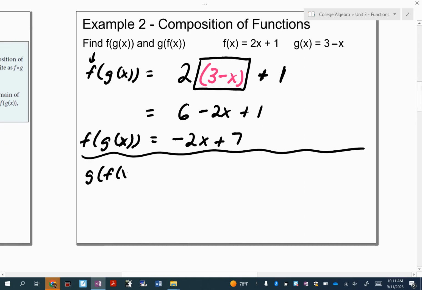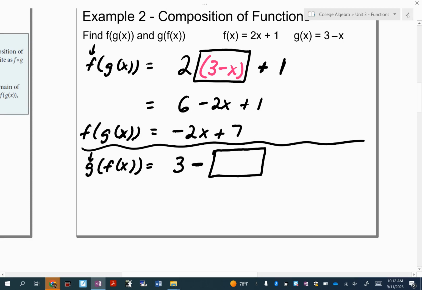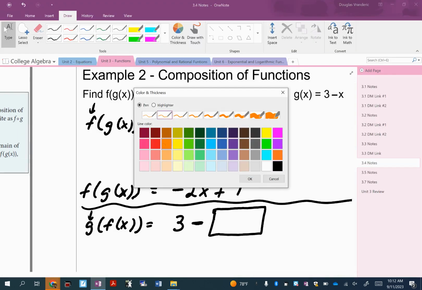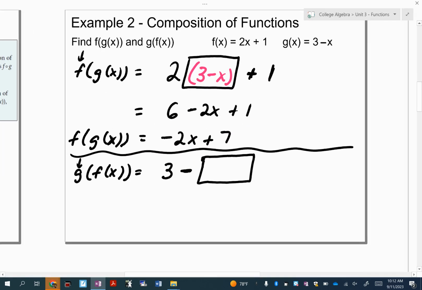g of f of x. All right, so I'm going to write down the outside function is g. So I'm going to write down 3 minus x, but notice instead of writing x, I'm going to write 3 minus box. And in that box is where I'm going to put my inside function, which is f of x.